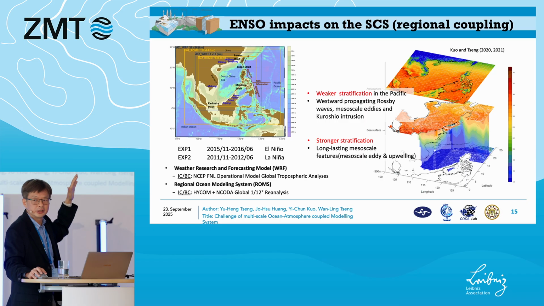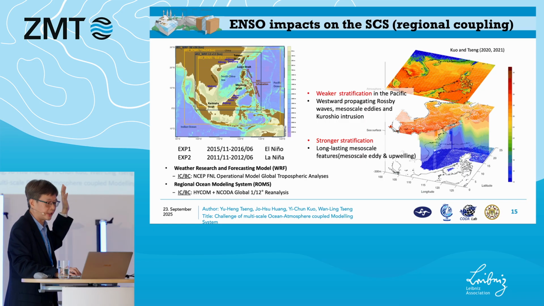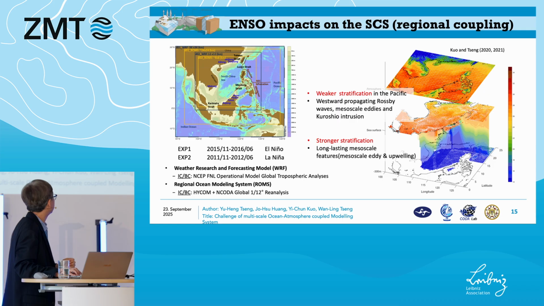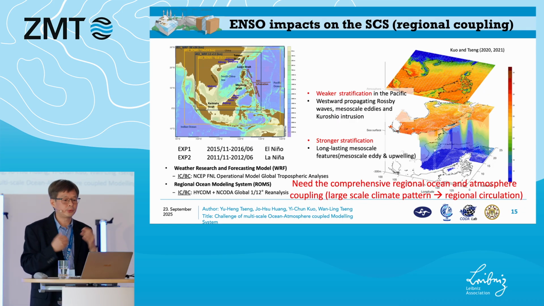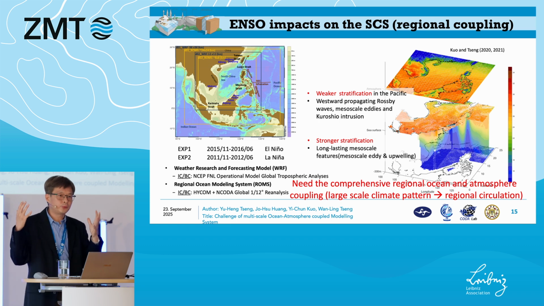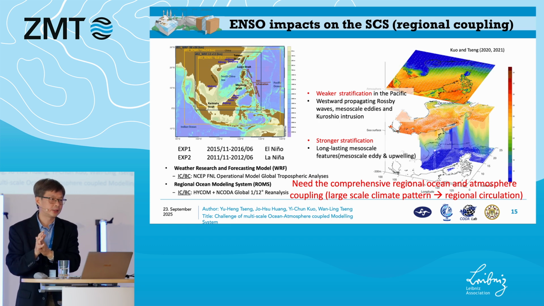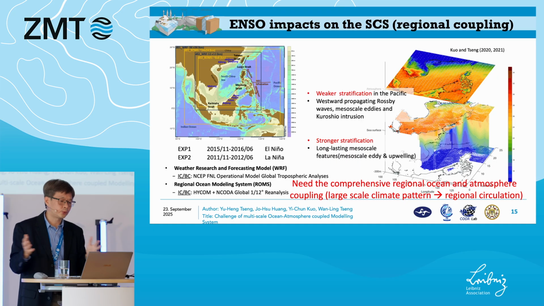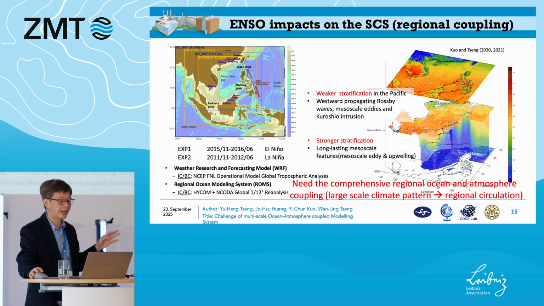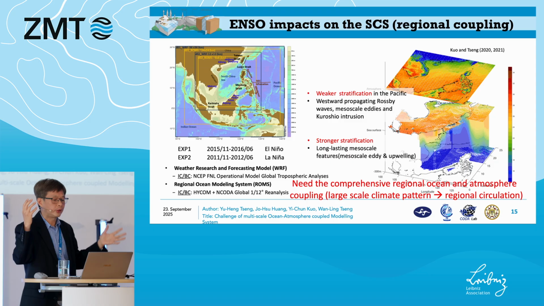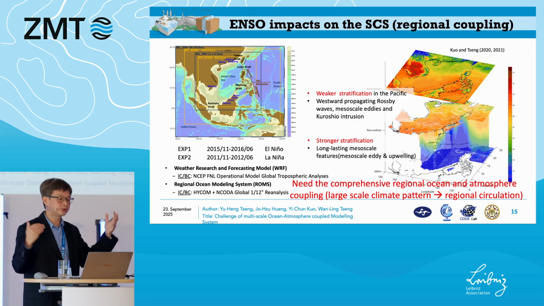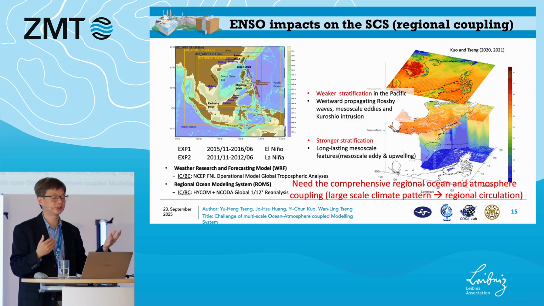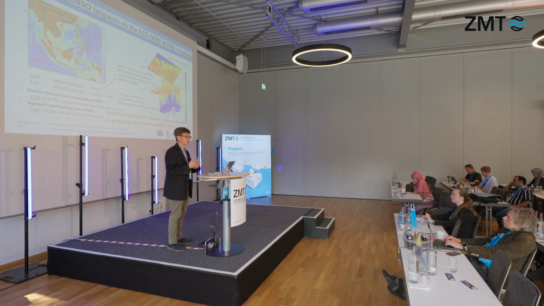But the circulations look quite different when we look at the El Nino and La Nina events. So indeed, if we want to focus on the regional part, the boundary condition is one issue, but we also need a comprehensive regional ocean and atmosphere coupling so that we can include the larger scale climate patterns in our regional circulation more appropriately.